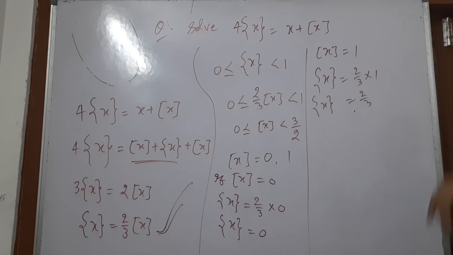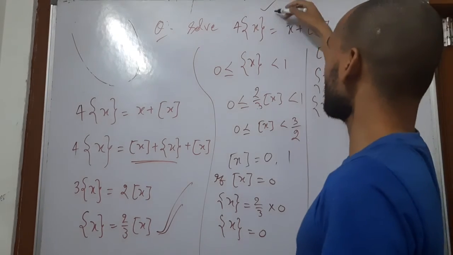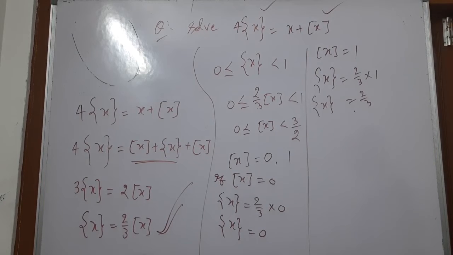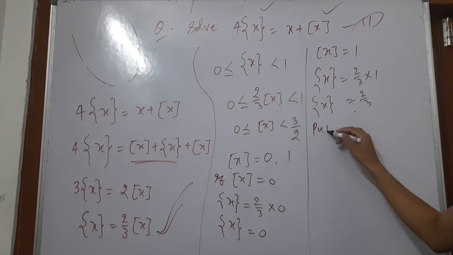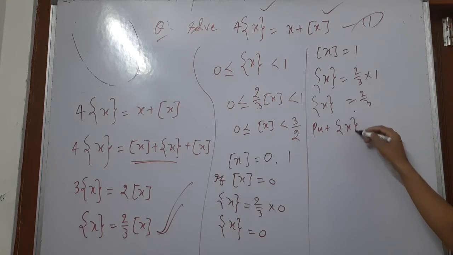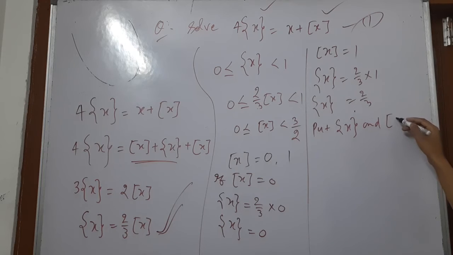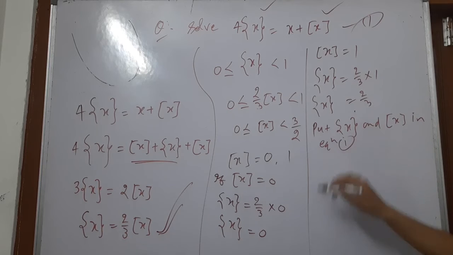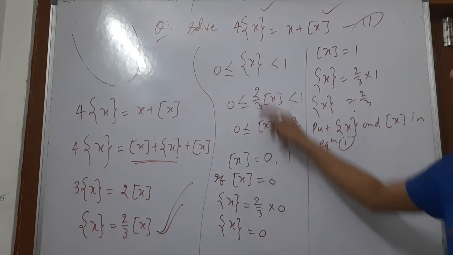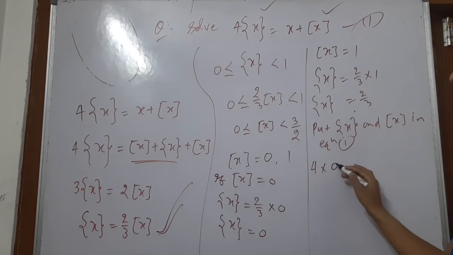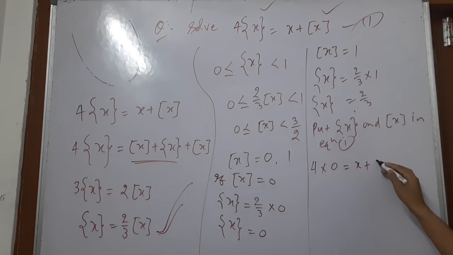Okay. Now, put these values in the given equation. This is our equation 1. Put greatest integer x and fractional part x in equation 1. What will happen? In the first case, we put 0 and greatest integer also 0. So it will be 4 into 0 is equal to x plus 0. That will give x equal to 0.